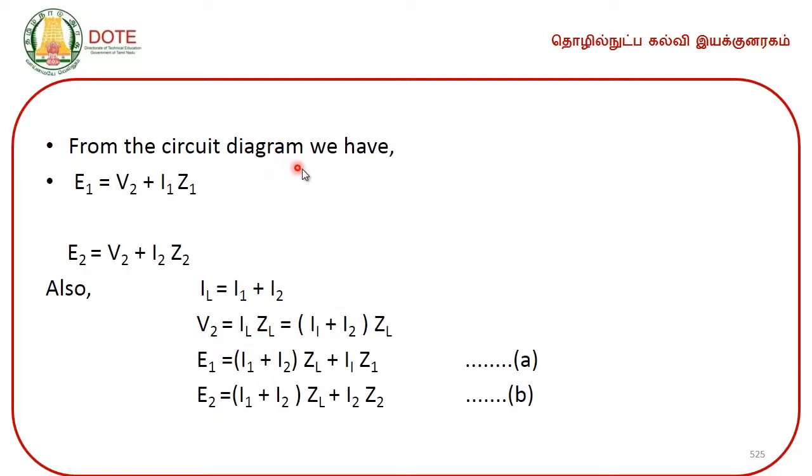From the circuit diagram, we have E1 is equal to V2 plus I1 Z1, E2 is equal to V2 plus I2 Z2. Also, IL is equal to I1 plus I2. V2 is equal to IL ZL, which is equal to I1 plus I2 into ZL. So E1 is equal to I1 plus I2 into ZL plus I1 Z1. Similarly, E2 is equal to I1 plus I2 into ZL plus I2 into Z2. These two are equations A and B.